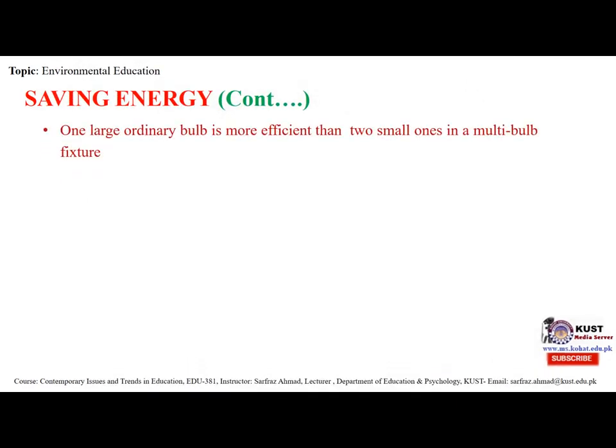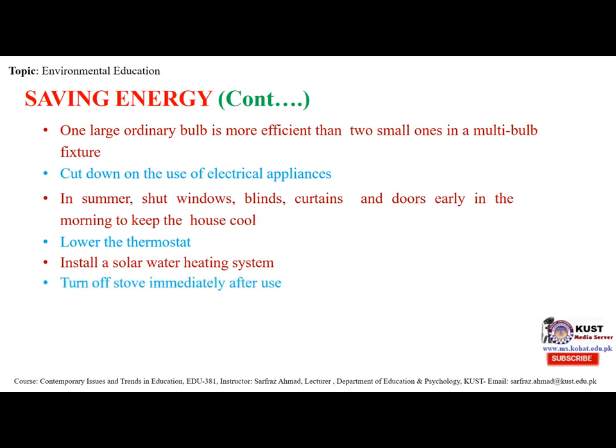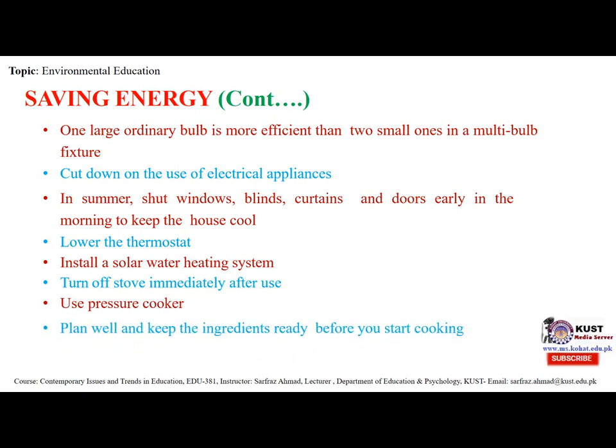One large ordinary bulb is more efficient than two small ones in a multi-bulb fixture. Cut down on the use of electric appliances. In summers, shut windows, blinds, curtains, and doors early in the morning to keep the house cool. Lower the thermostat. Install a solar water heating system. Turn off the stove immediately after use. Use a pressure cooker. Plan well and keep the ingredients ready before you start.